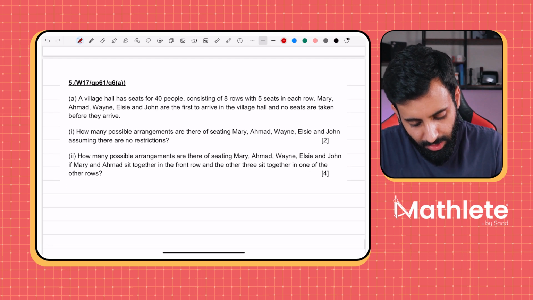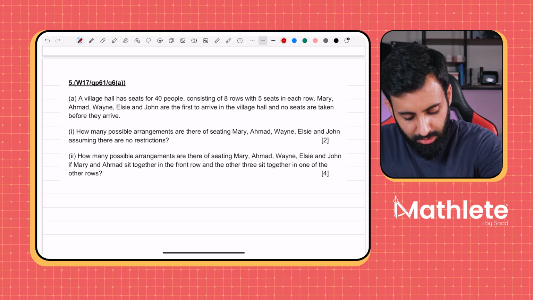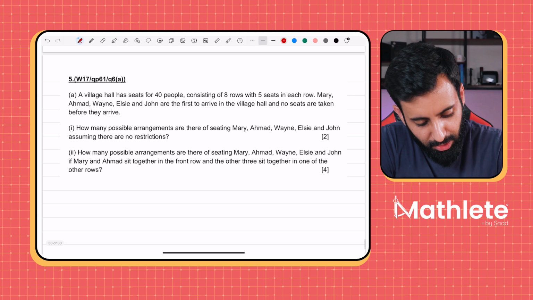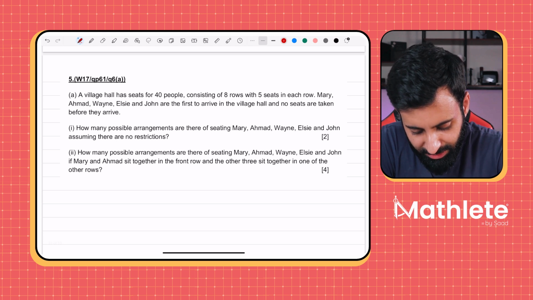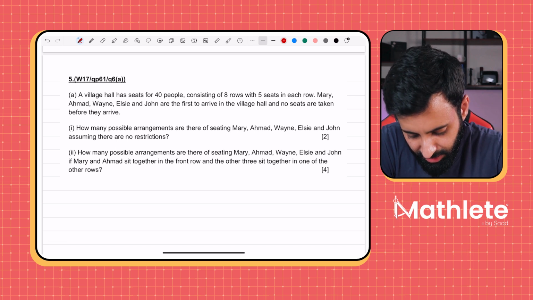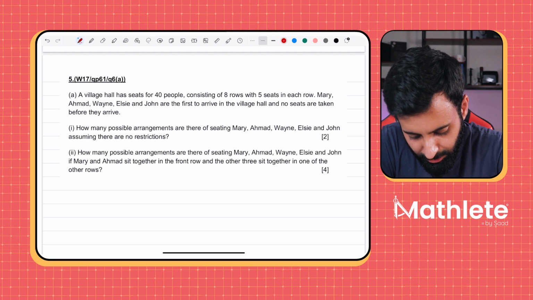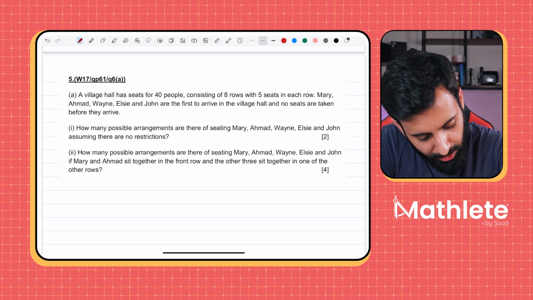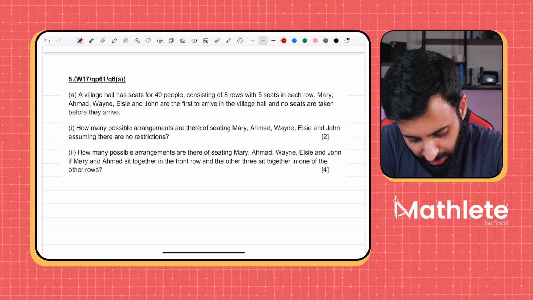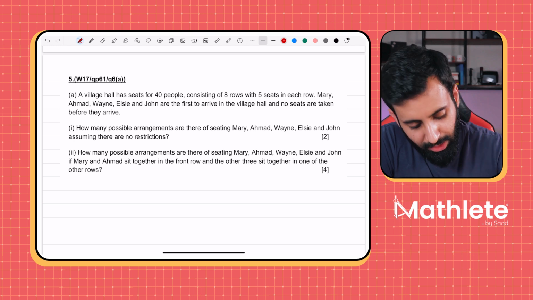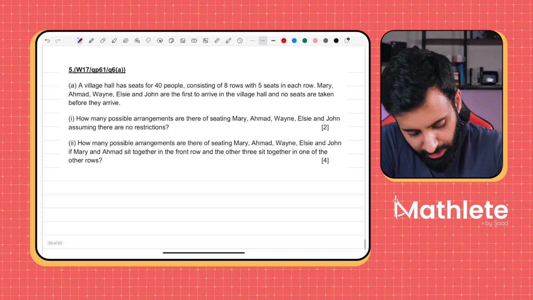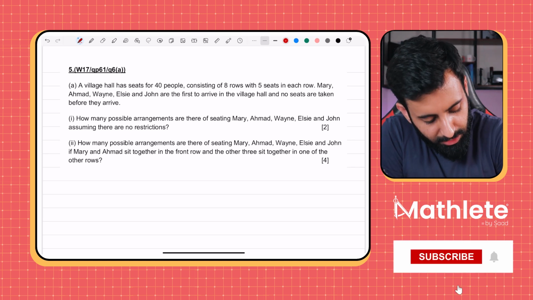Okay. Next question. So this question says, a village hall has seats for 40 people consisting of 8 rows with 5 seats in each row. Mary, Ahmed, Wayne, Elsie, and John are first to arrive in the village hall and no seats are taken before they arrive. How many possible arrangements are there of seating Mary, Ahmed, Wayne, Elsie, and John if assuming there are no restrictions? Okay, now let's solve question number 5.